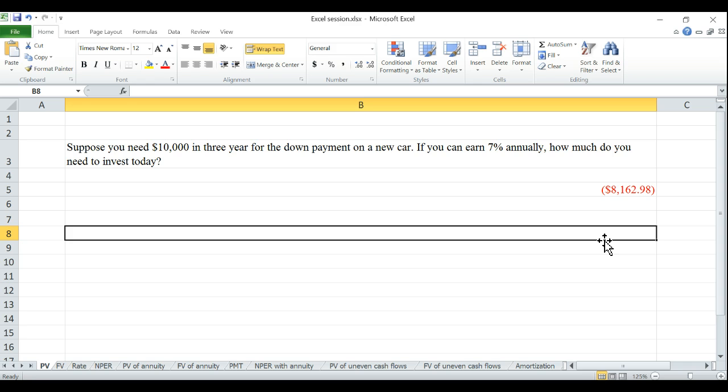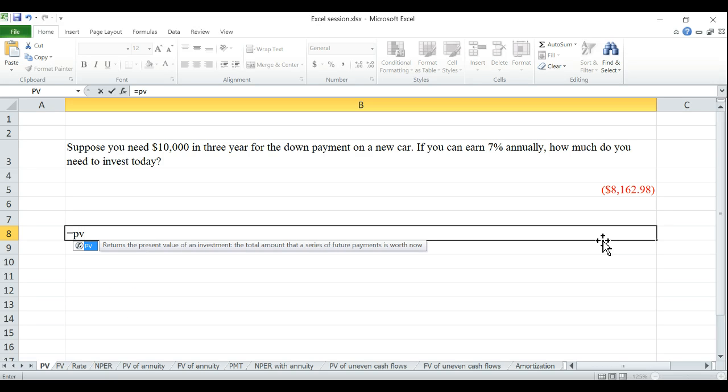So again, if you knew already that it is the present value function, you could start, say, equals present value and start the parentheses. And even without going into that FX mode, it shows you here as well what you need to put in. So again, the interest rate is 7%, so 0.07. This is slightly different than the calculator. In the calculator, we would put 7, but here in Excel, we have to put 0.07, like we would put in the formula. So be careful about that.